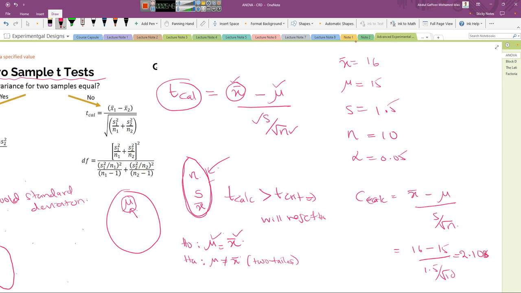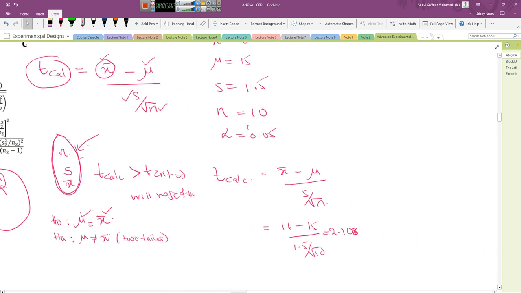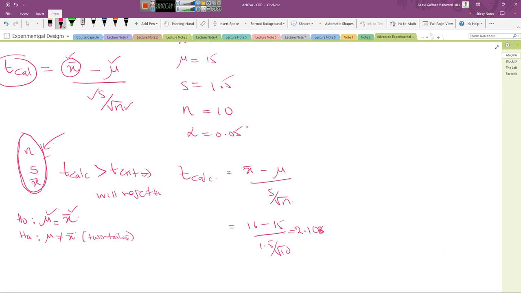So 2.108. Now I have calculated the t, this is t calculated, and from the table I have to find the critical value. So the t critical value, right?